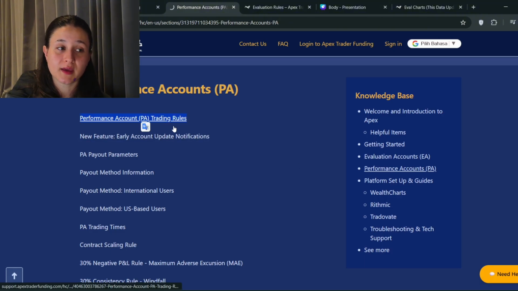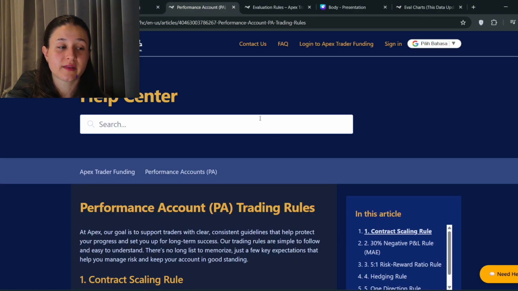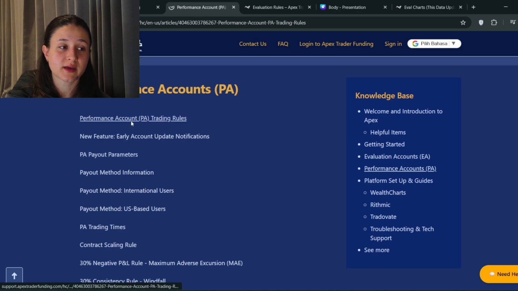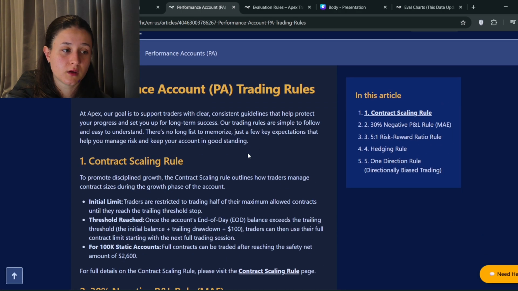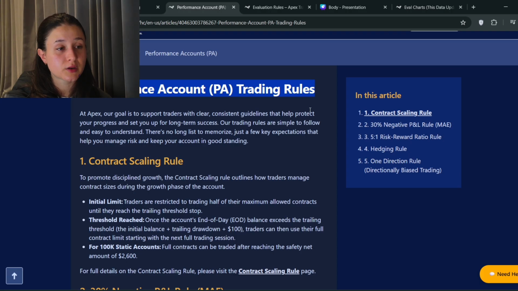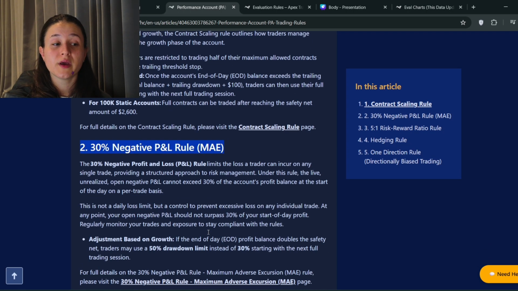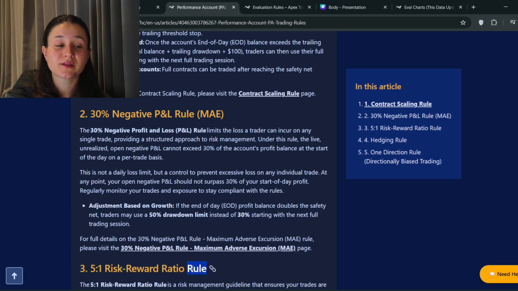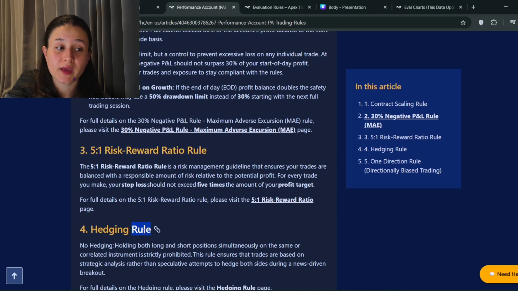Performance account, PA, trading rules. Click on that. I clicked too fast. These rules are very important for you to learn, because these are the rules that you need to follow in order for you to get approved for your payout.